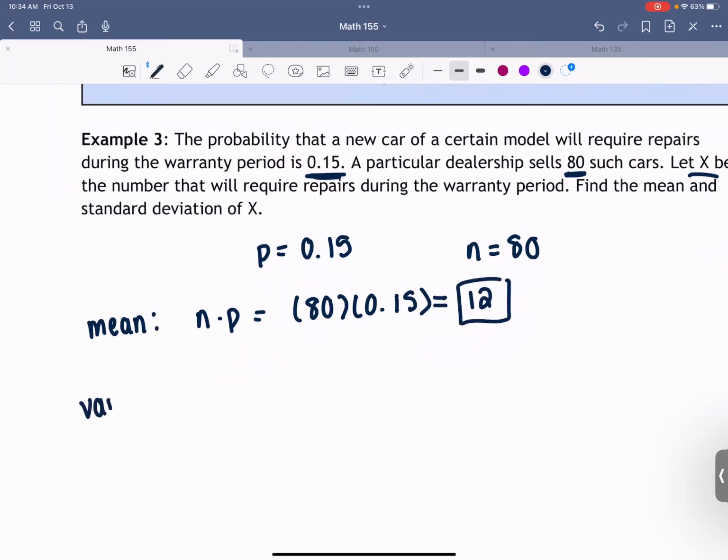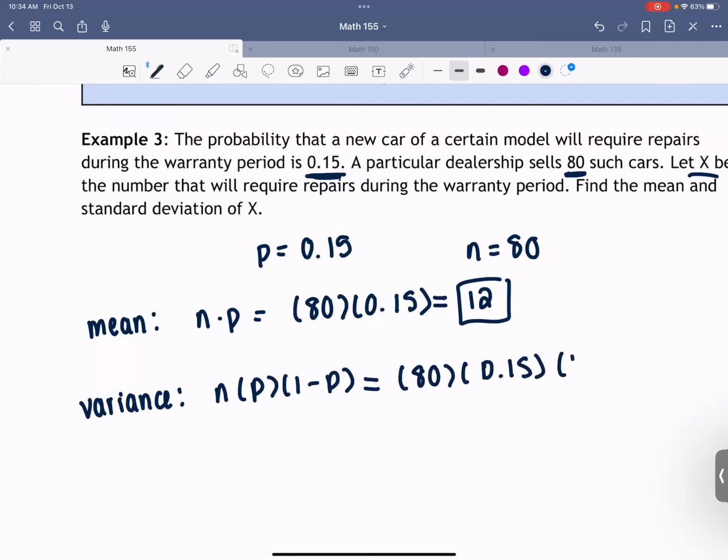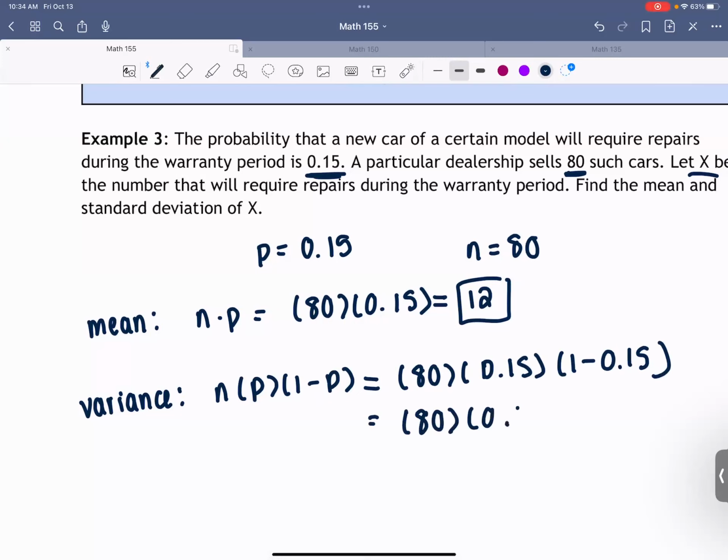Let's find the variance. The variance is n times p times 1 minus p. It's a little bit harder this time because we have to plug in one more thing: 80 times 0.15 times 1 minus 0.15. I like doing the subtraction first and writing it down, because if I don't write it down, I will get this wrong, I promise. 1 minus 0.15 is 0.85. Then in my calculator, I multiply those three numbers to get 10.2 as my variance.